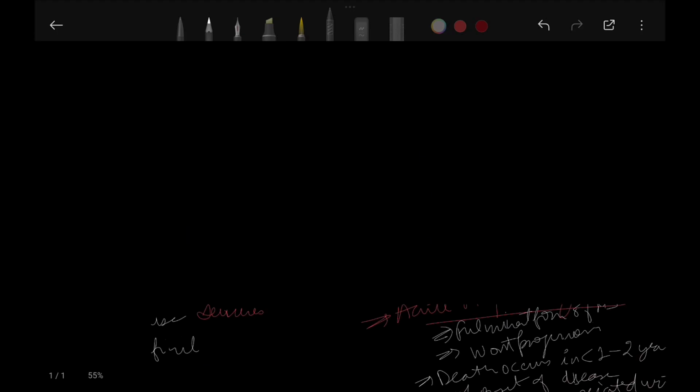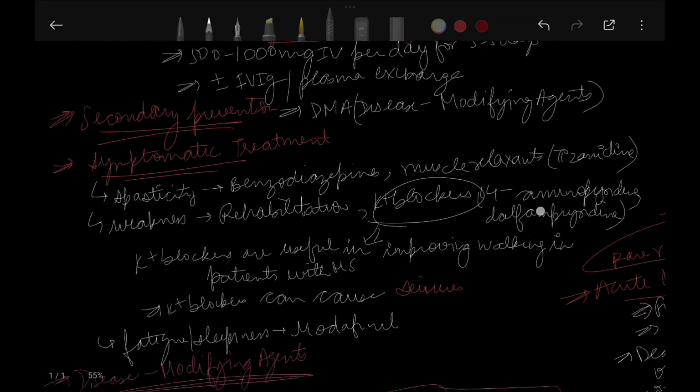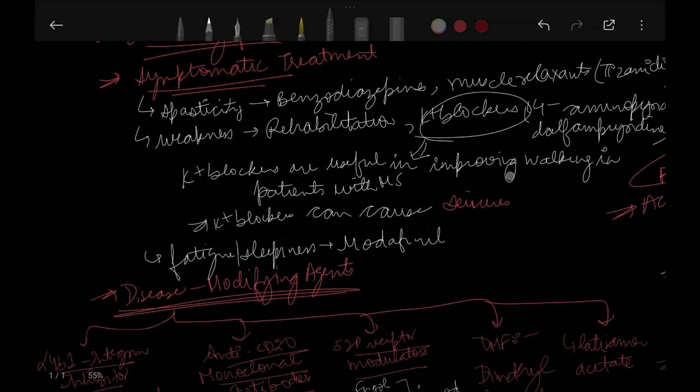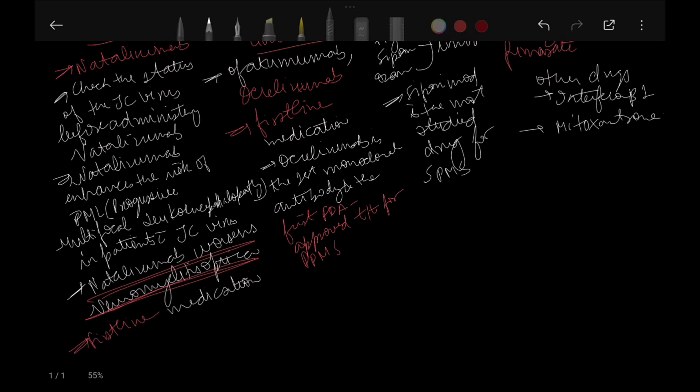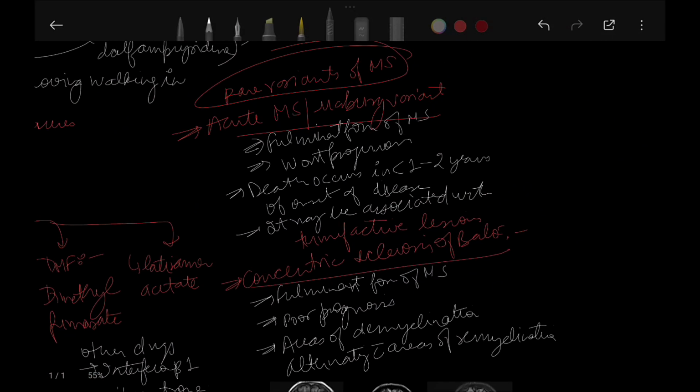That's all in the management and diagnosis of multiple sclerosis. Just a quick review of management of multiple sclerosis: acute attacks, secondary prevention, symptomatic treatment, and then the rare variants of multiple sclerosis. That's all.